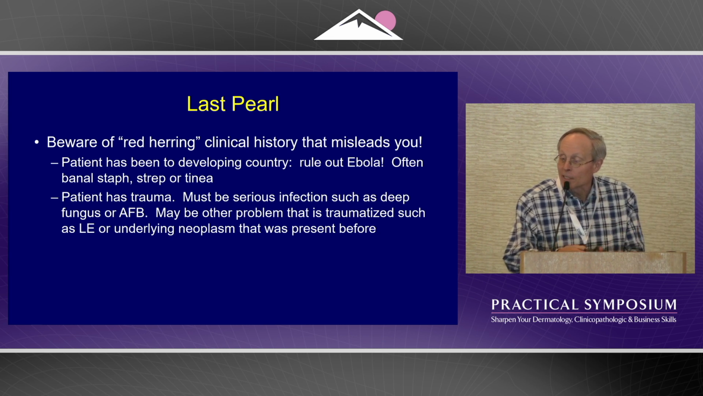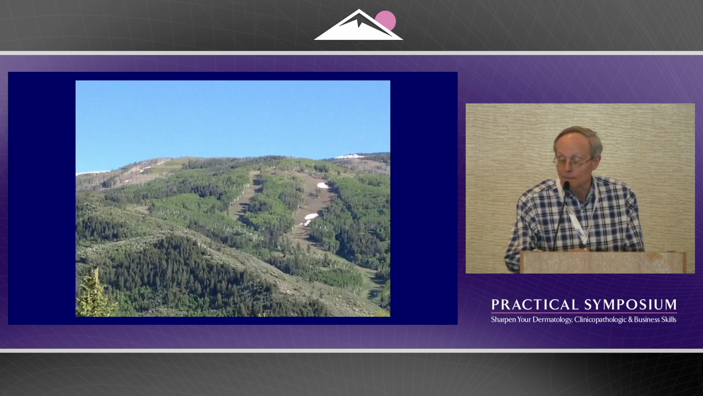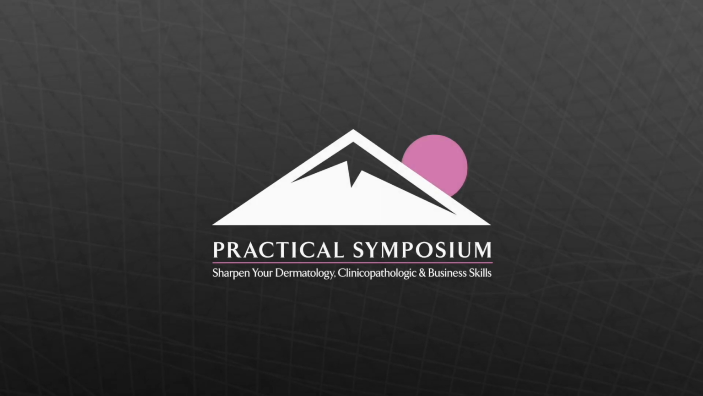And traumatic lesions too, remember that. I mean, we've seen cases of lupus that are traumatized and it was called trauma before, could have an underlying neoplasm. So hopefully that's helpful if you're in a situation where you're really not comfortable with something and you don't really have a definitive diagnosis. That'll help you guide the way.